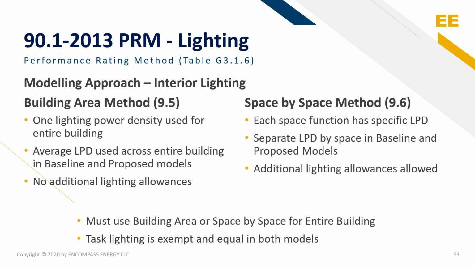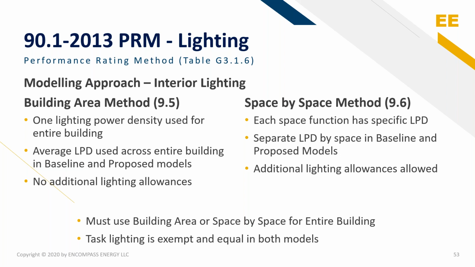So in terms of modeling, there are 2 approaches. You can use building area, which is 1 lighting power density for the whole building. Again, there are no trade-offs, no allowances here. It is simplified, which makes things a lot easier. So you have 1 number for the whole building, quick and easy. If you have a more complicated or a larger building where you might have higher lighting power or you need a decorative allowance, space by space would be the way to go.